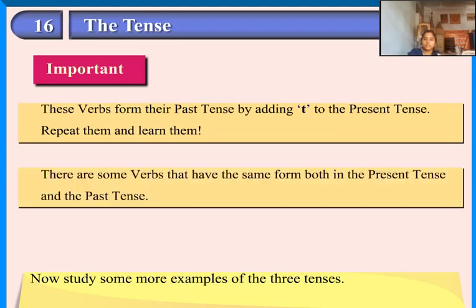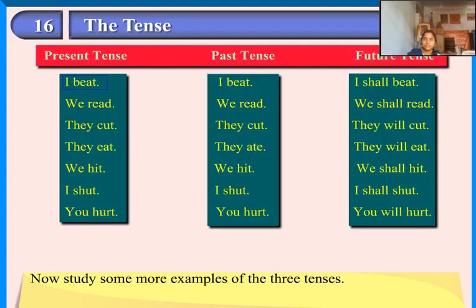There are some verbs that have the same form both in the present tense and the past tense. I beat, I beat, I shall beat. We read, we read, we shall read. They cut, they cut, they will cut, and so on.